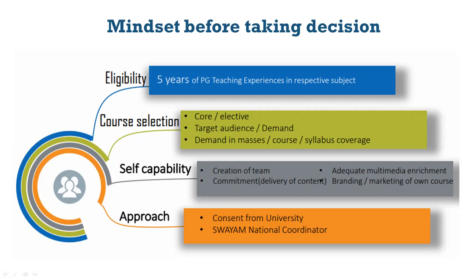We need to decide which demand-driven courses are there, and which courses are more important in the present context. That needs to be decided. Then also syllabus coverage of the courses, these are some of the things. Then also self capacity, and creation of your own team. Usually we follow this: as a course coordinator, you can deliver 30% of the content, and 70% of the content can be pulled from your sister department or from a different university as an expert. That is for creating your own team.